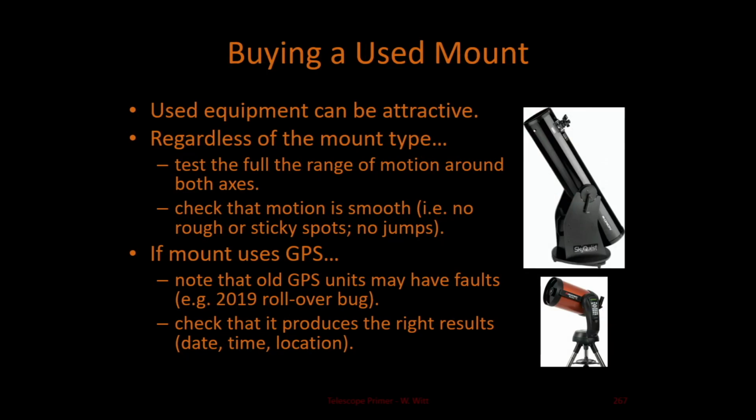And I think I already mentioned this: if you're buying a used mount, it can be attractive and sometimes a great option. But regardless of the mount type, make sure you test the full range of motion. If it's an automatic mount, run the gears, spin it all the way around. Make sure there's no place where it sticks or does something funny, because sometimes that happens. The gear may be damaged at one point, and you have to go all the way around to notice. Does that make sense?